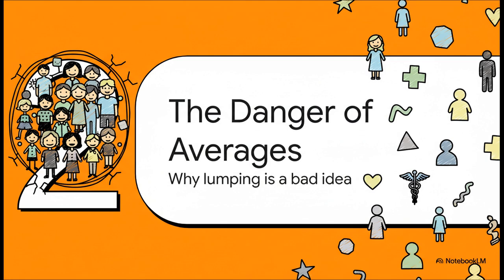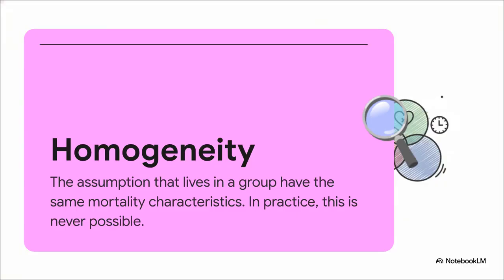Just lumping everyone together is a really bad idea because no group of people is ever truly the same, or, to use the stat nerd term, homogeneous. So yeah, a group is homogeneous if everyone in it basically has the same risk of dying. But in the real world, that's impossible. Think about it. Even among a group of 50-year-olds, you've got smokers, non-smokers, people with desk jobs, people with dangerous jobs, and a million other health differences.